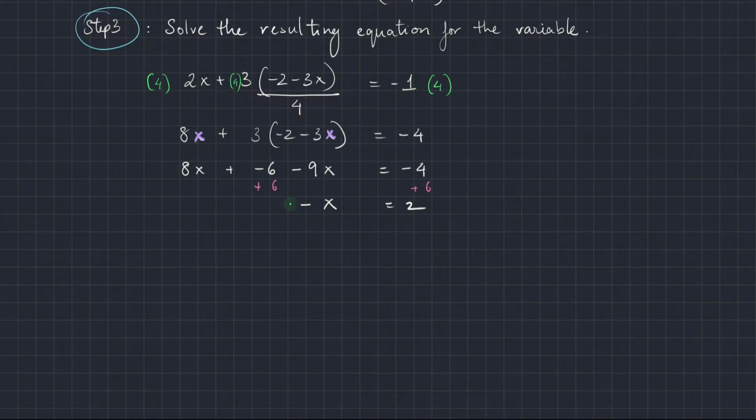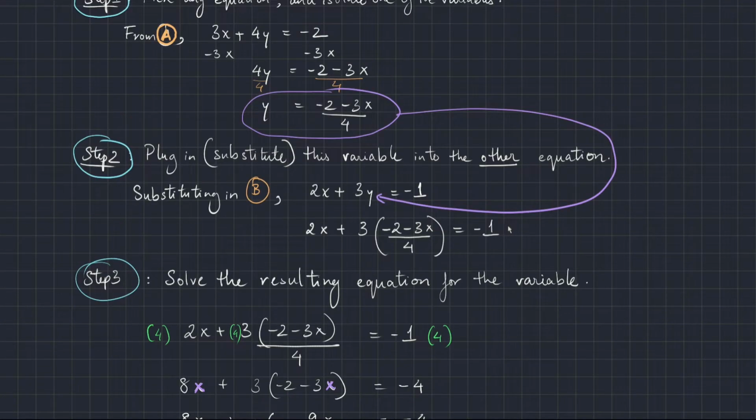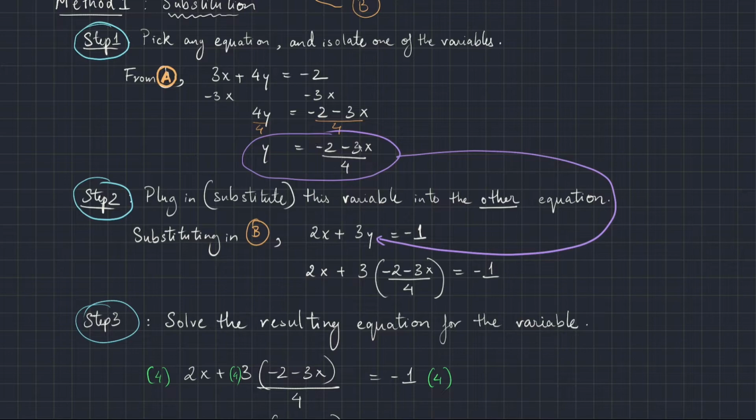Multiplying both sides by a negative 1, I'm going to get x equals negative 2. Now this gives us one of the variables that we need for the ordered pair solution. To find the other variable, we simply plug this back into the first step, in which we isolated the other variable, y equals (negative 2 minus 3x) over 4.